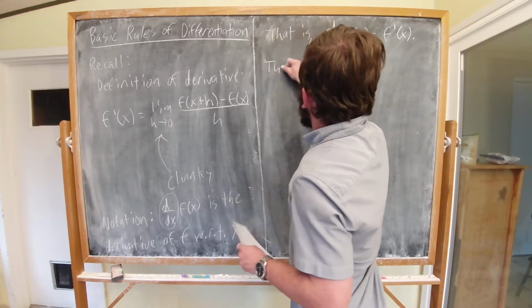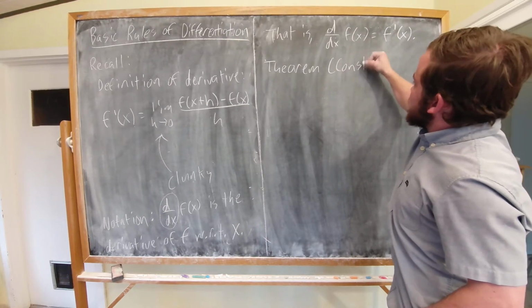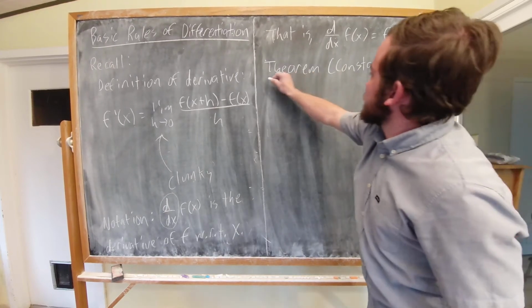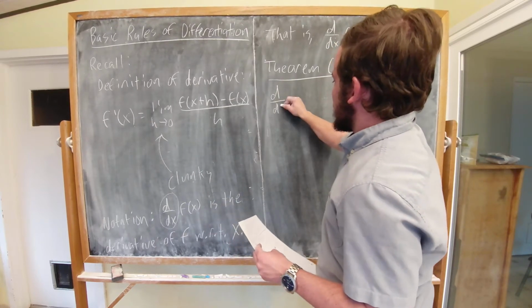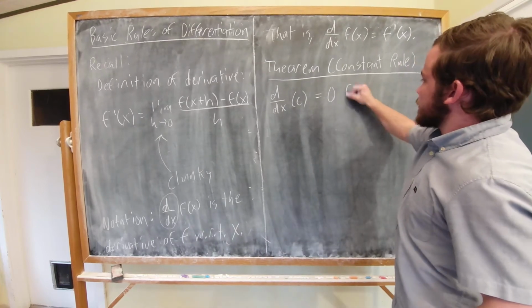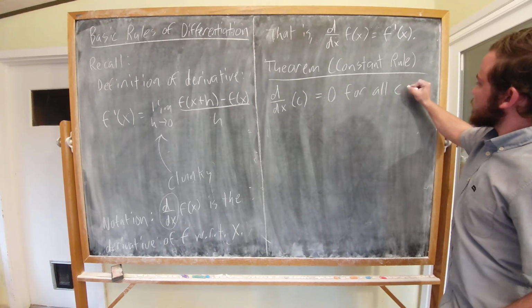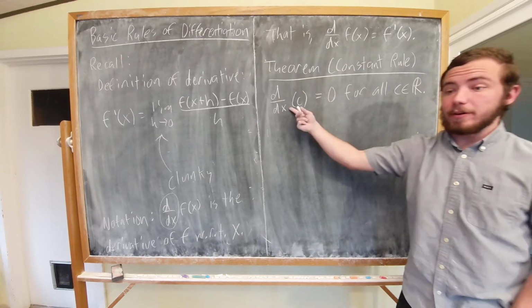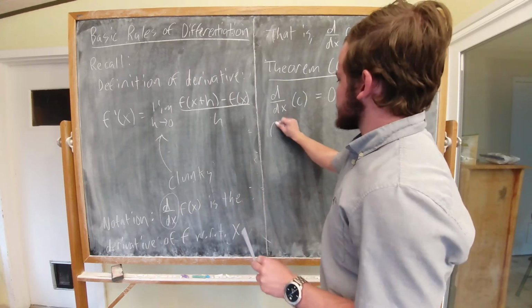The first one, all of these are theorems, is called the constant rule. And what this says is the derivative of a constant is 0, for any constant you want. So for all real numbers c, the derivative with respect to x of c is 0. Okay, let's prove that.